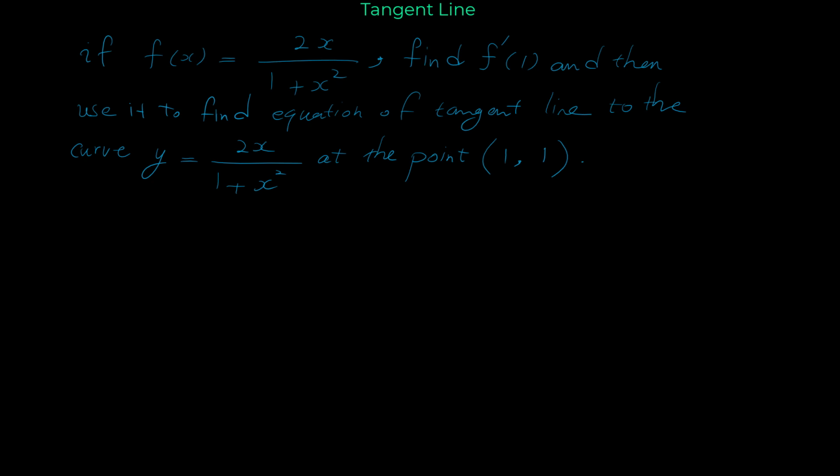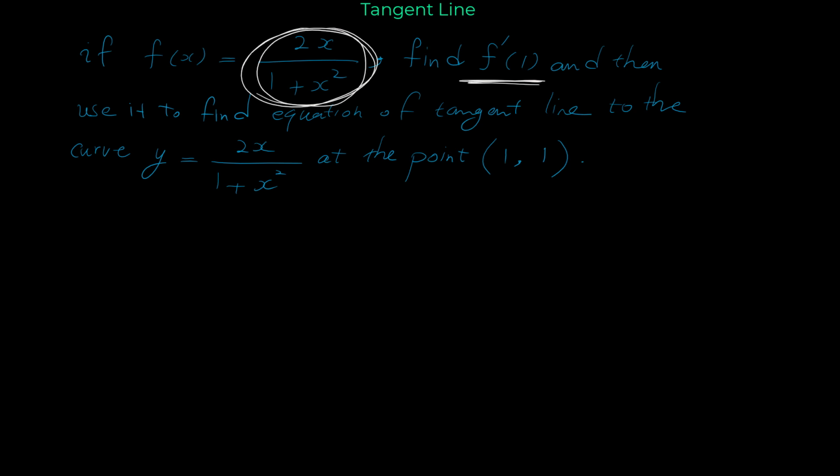Attention, in this video, for finding f prime of 1, we are not going to use derivative rules. If you want, simply you can use quotient rule to find derivative of this function. But here in this video, for finding f prime of 1, we want to use definition of derivative. So we are asked to find f prime of 1 using definition of derivative. So we are not allowed to use derivative rules like quotient rule. Otherwise, using quotient rule is simply we can find the slope or derivative of this given function.